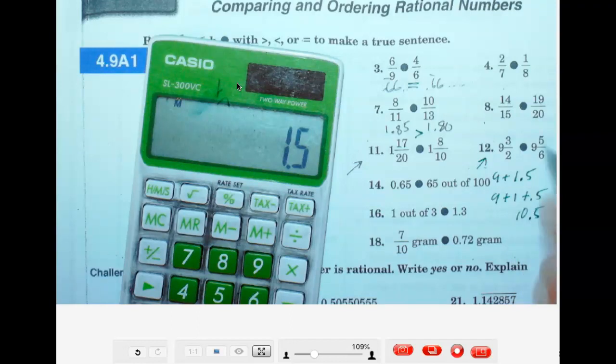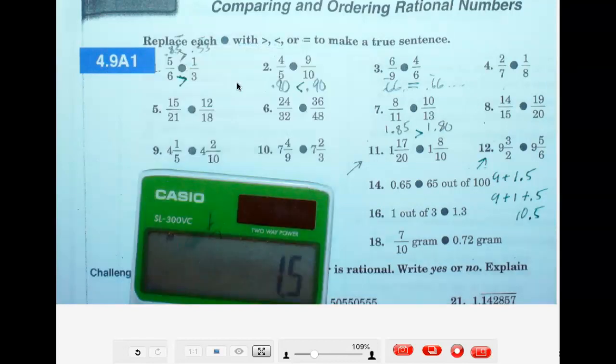Now 9 and 5/6. 9 plus 5/6. Well, we just did 5/6 up top here. 5/6 is 0.83 repeating, remember? So this is 9.83. Well, just write it down here, 9.83. Of course, $10.50 is greater than $9.83. I guess I gotta slide that over.